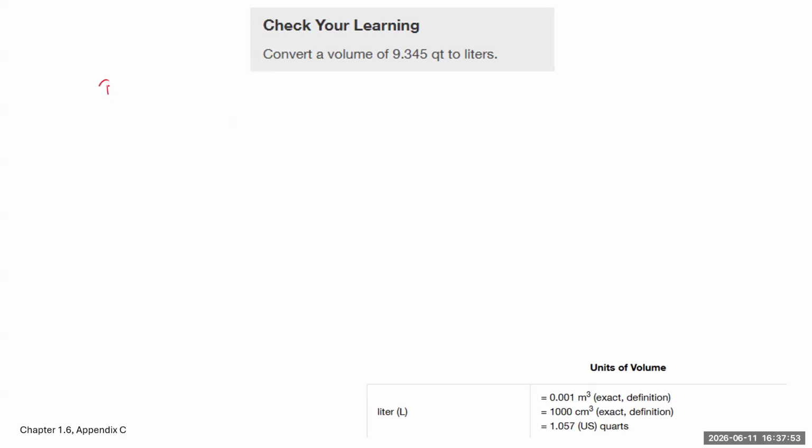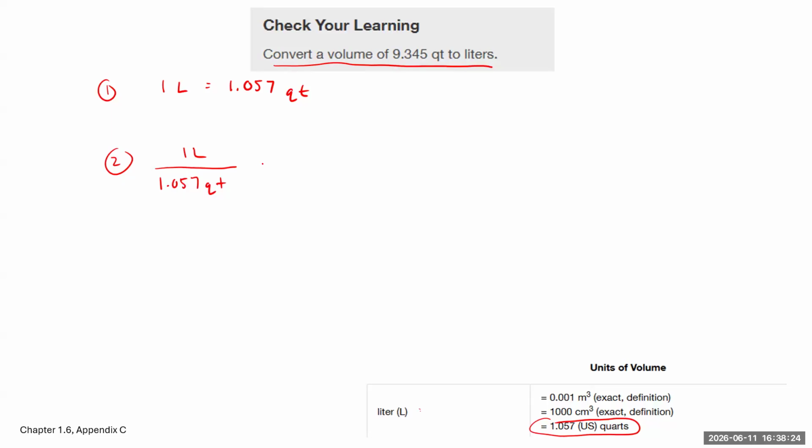All right. Step one, find the conversion rate. So we're going to convert a volume of 9.345 quarts to liters. So we find this. Says 1 liter equals that. So 1 liter equals 1.057 quarts. Next step, write it as two fractions. 1 liter on top, 1.057 quarts. Or you can put 1.057 quarts on top, 1 liter on the bottom.